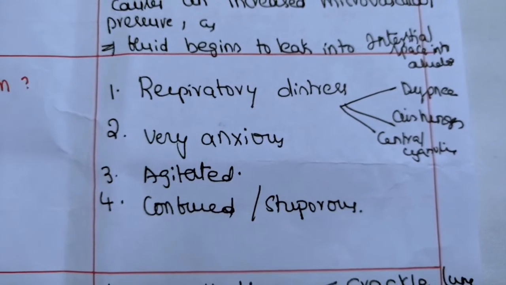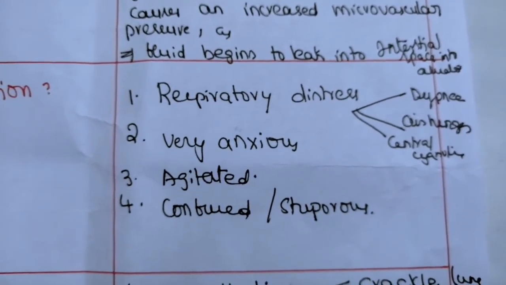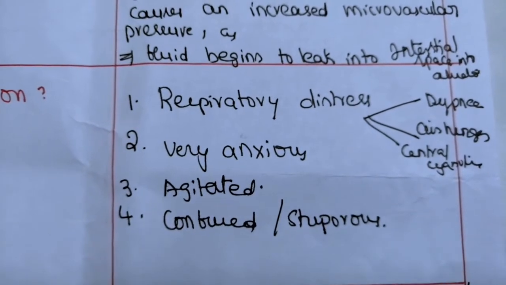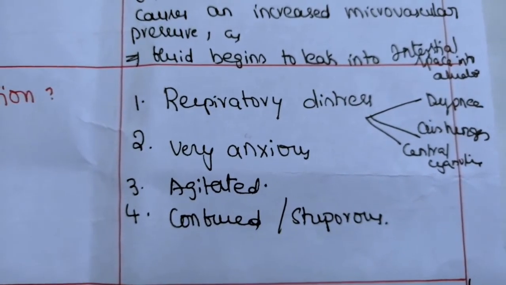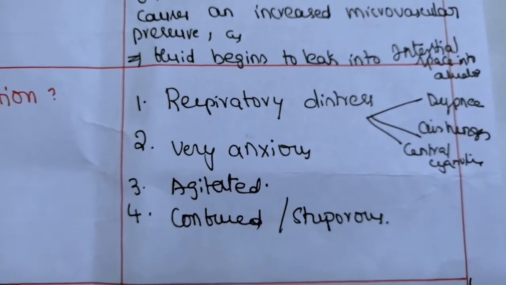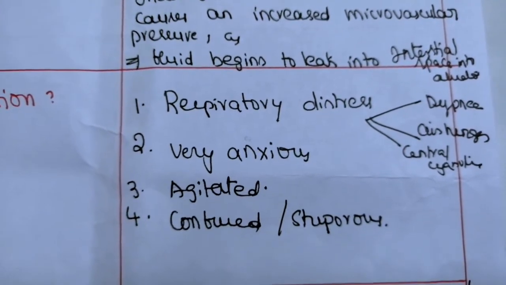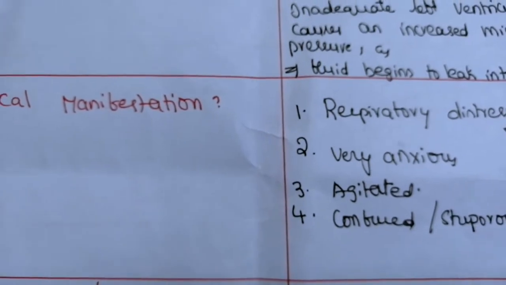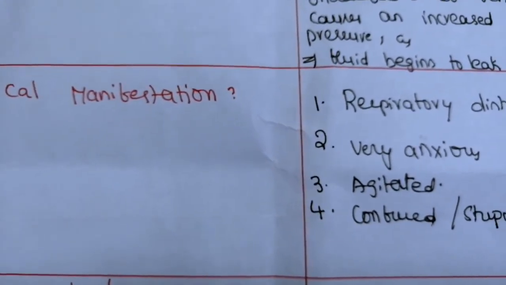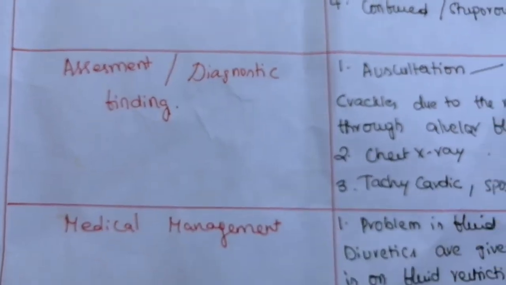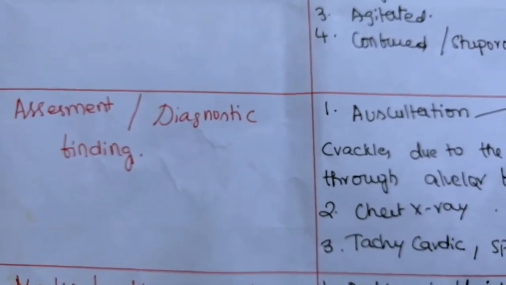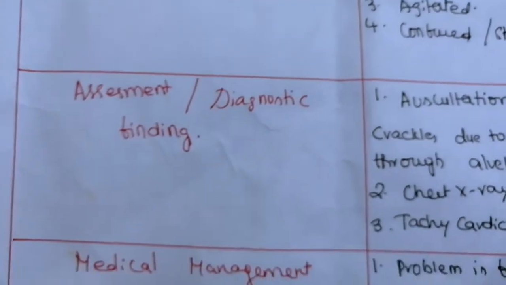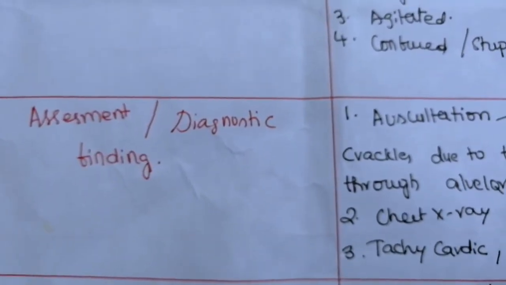This is the condition. Most of these signs and symptoms are of respiratory distress, but you will not conclude that this is a case of pulmonary edema. You have a lot of cases like this. So next we are going to find out, to rule out, the patient's further diagnosis: assessment and findings. By following these signs and symptoms, you will assess the patient and do the diagnostic findings.